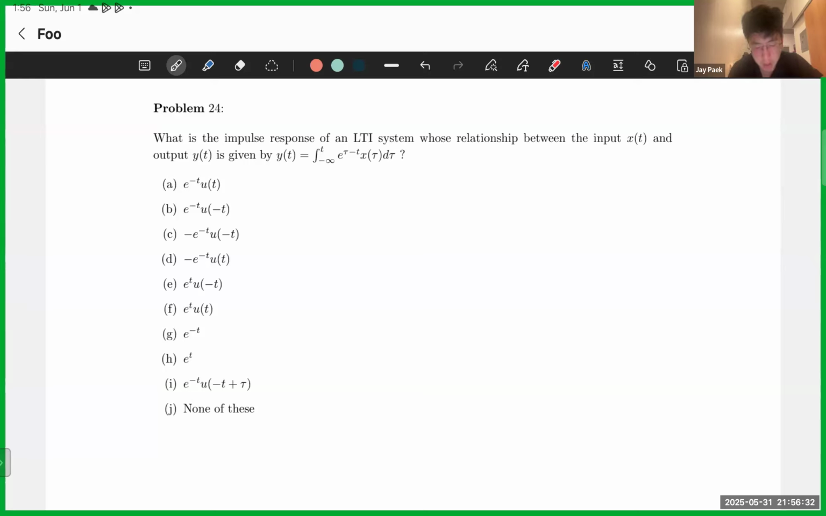Next question. Problem 24. What is the impulse response of an LTI system whose relationship between input x of t and output y of t is given by the following function? And hey, wait a minute. Isn't this just another convolution? Very funny. In fact, what's even funnier is that the bounds are different. So how would we think about this question?